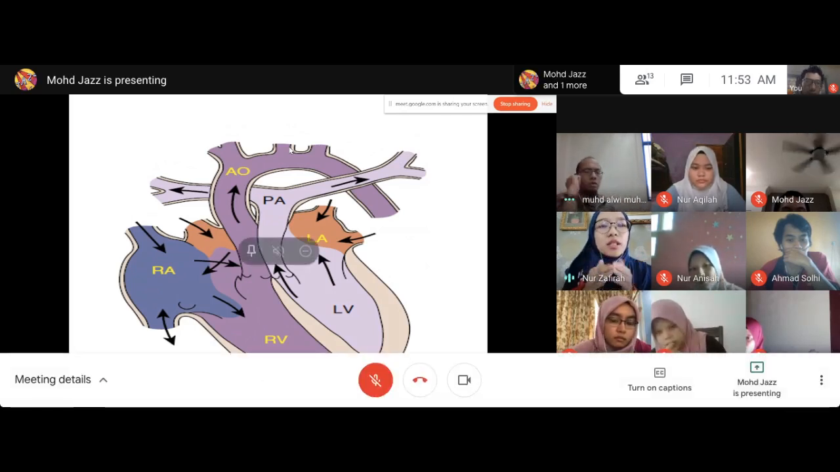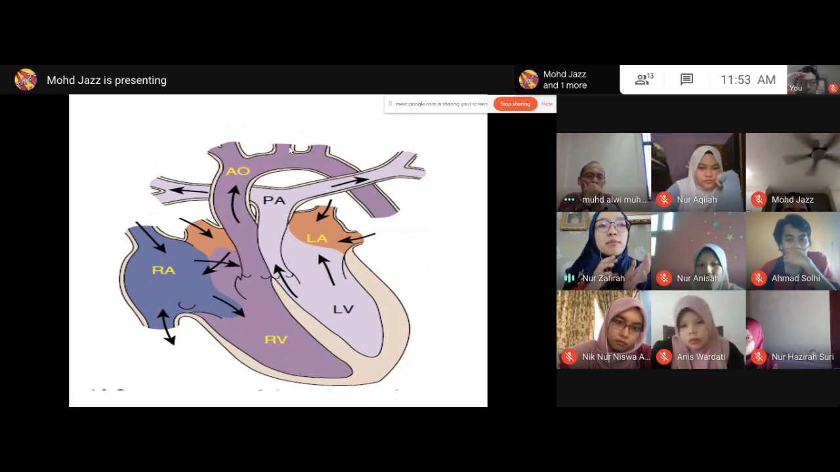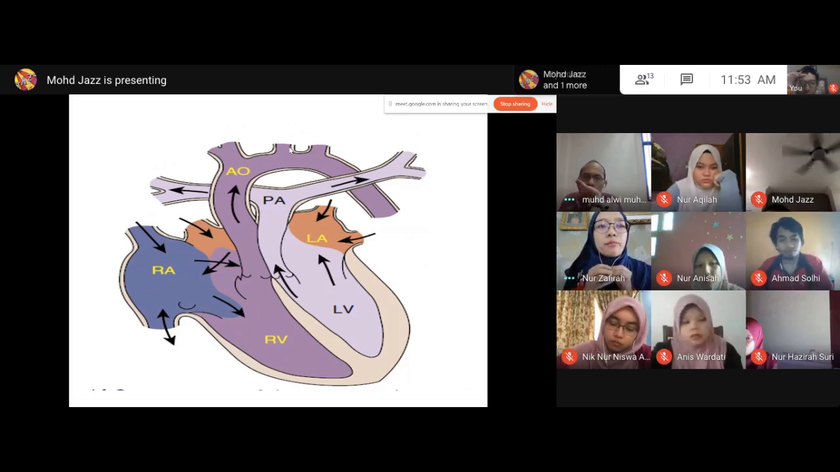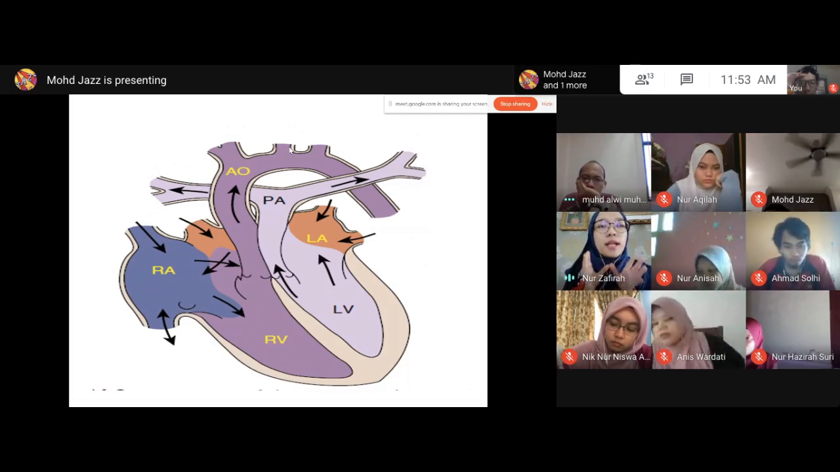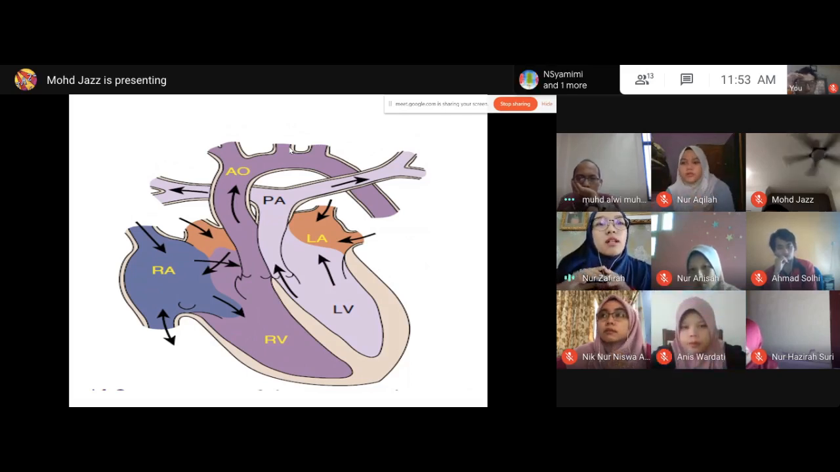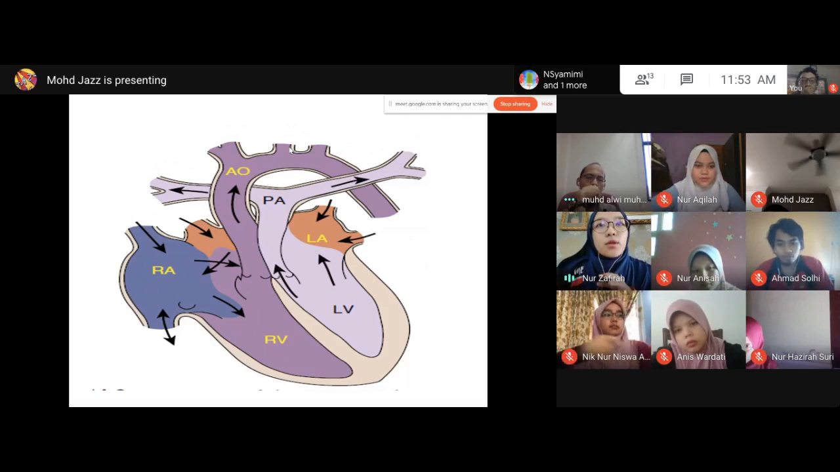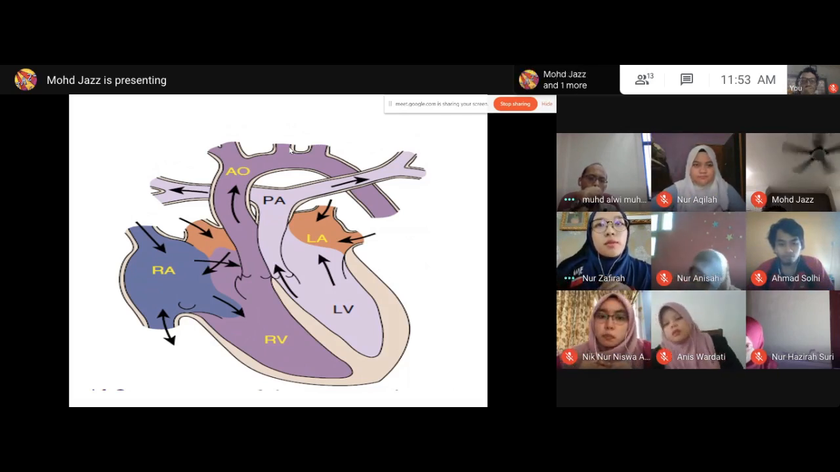So in this picture, the connection is at the atrial level, whereby the oxygenated blood from the left atrium mixes with the blood from the right atrium, and that blood will mix into the right ventricle and go into the aorta. So the blood that goes to the aorta is more cyanotic, and then goes into the body. So this patient will come in with cyanotic congenital heart disease. So it is also duct dependent. So this is basically the principle of the physiology of the transposition of the great arteries.